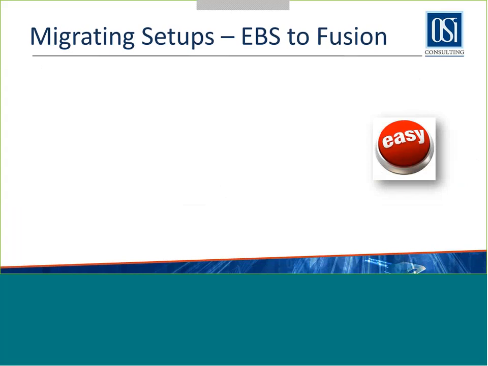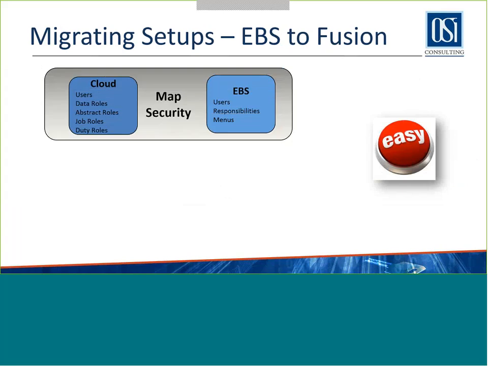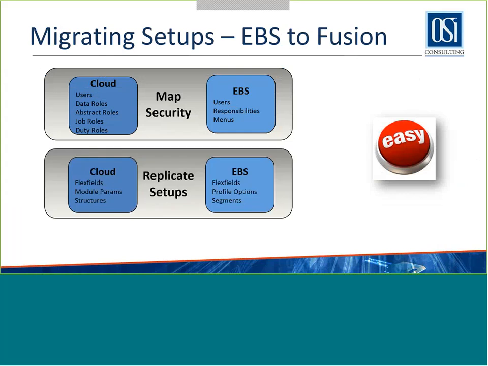So far we have talked about two key things when you try to move from EBS to Fusion. And even though we use the word migration, there is no technical automated migration path provided. But the actual move is still very easy. The two key things you have to do are map the security using the role-based access model in Fusion, mapping your users' responsibilities and menus into these job roles and duty roles, and replicate the setups, for which the Functional Setup Manager provides you all the sequential steps to get there.